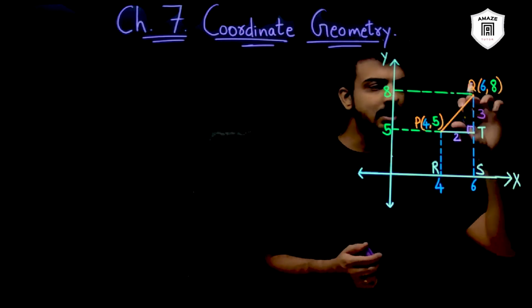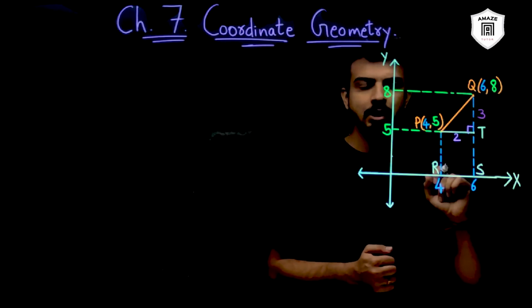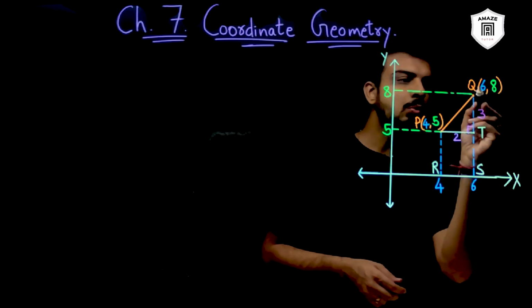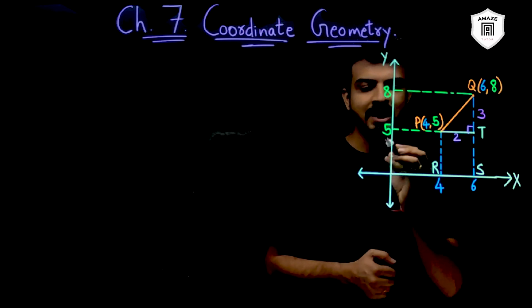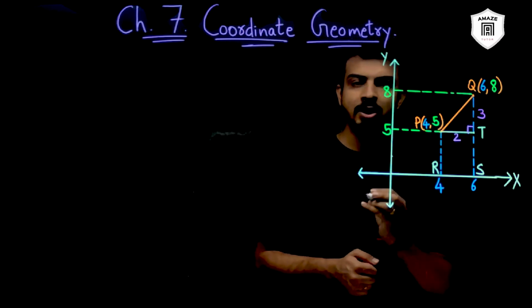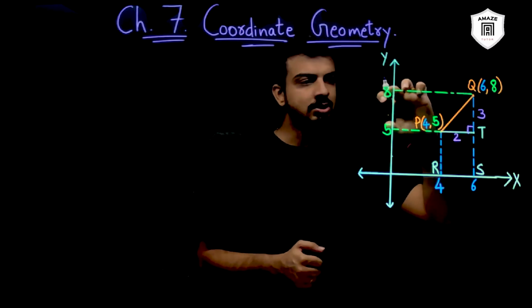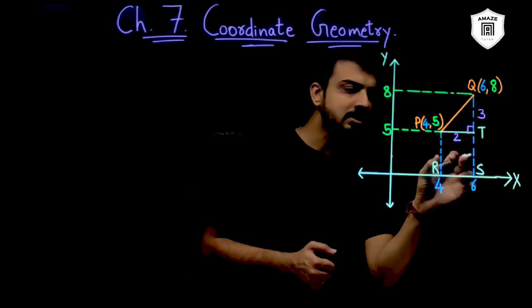This distance is 3, which is QT. Now, what is this 8? It's the y coordinate of the second point, and what is this 5? It's the y coordinate of the first point. Subtracting it, we got this distance, which is 3, and this distance is 2.